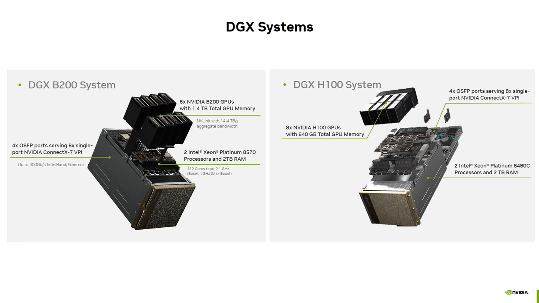DGX systems have 1 gigabit Ethernet port for out-of-band management through the baseboard management controller. The baseboard management controller allows for out-of-band remote management of the device even when the system is powered off.